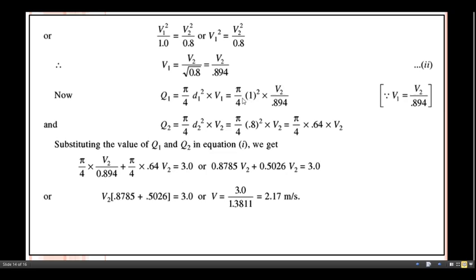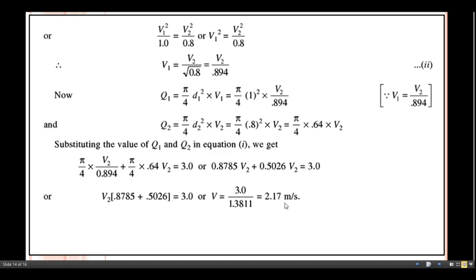So Q1 is given by this relation, and Q2 by this relation. Substitute here and equate with the total discharge Q, 3 meter cube per second. Now we can get everything in terms of one variable, only V2 is unknown here. With the calculations we can get the value of V2 in this way.